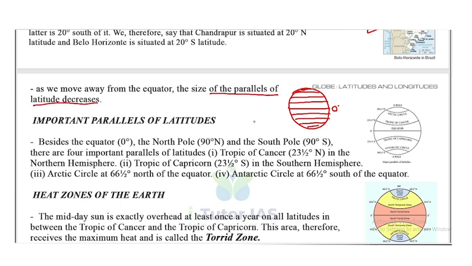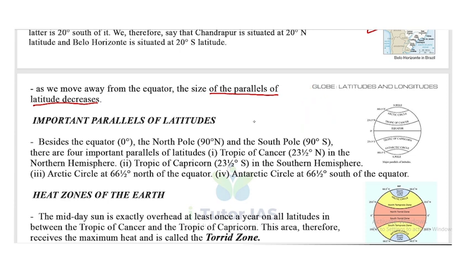Now, important parallels of latitude. Let's check what the important parallels of latitude are. We know the first one is the equator. Look at this, 0 degree latitude, it is called the equator. Then the North Pole and South Pole, that is 90 degrees north and 90 degrees south.